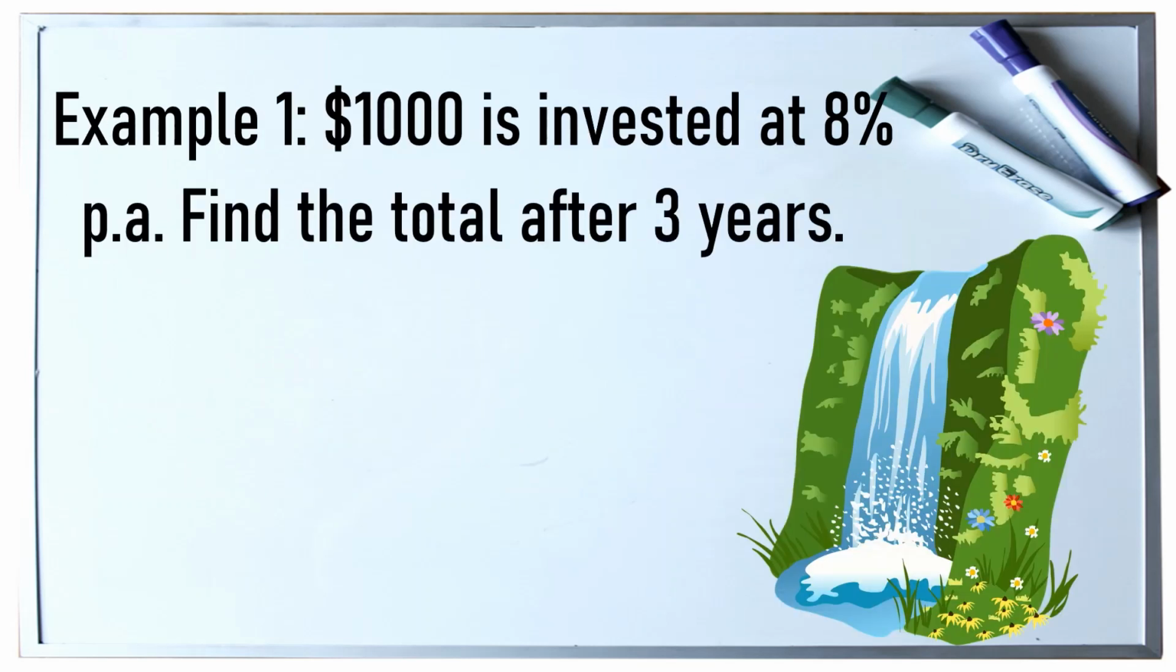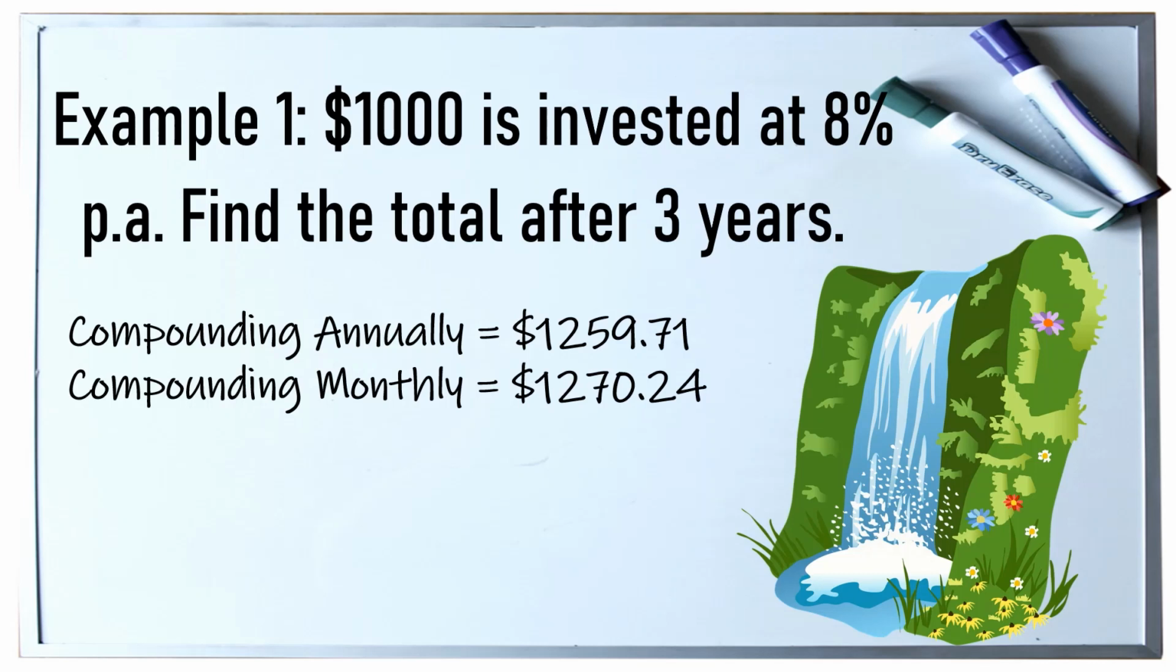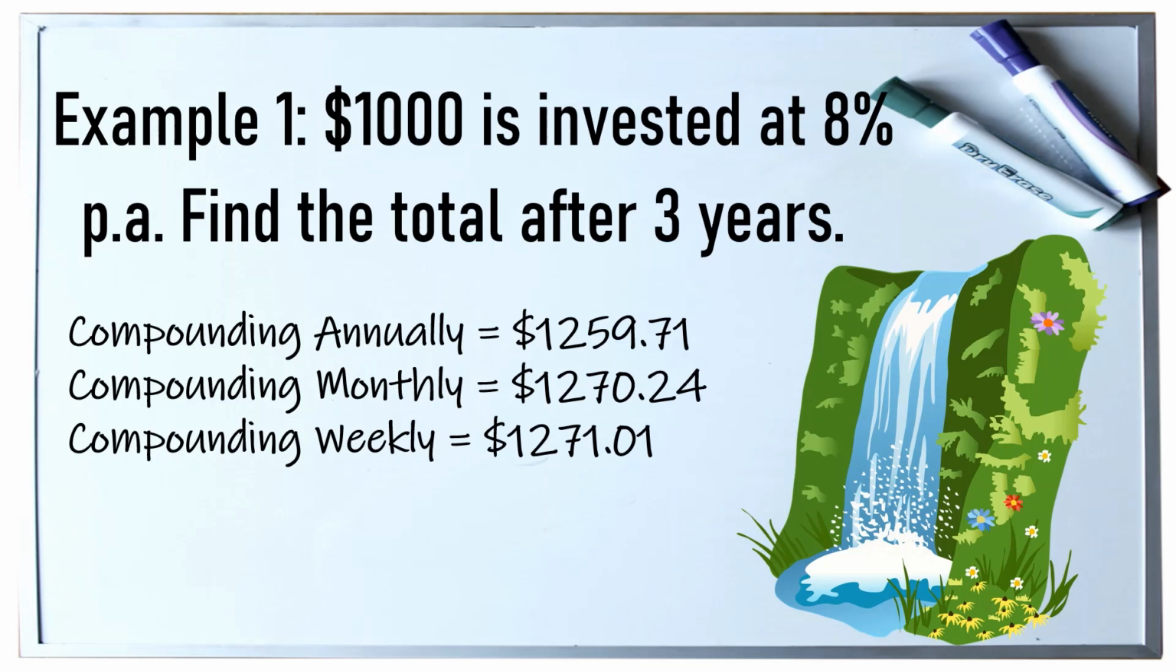$1,000 is invested at 8% per annum. We're going to find the total after 3 years. If we did it compounding annually, we'd get an answer of $1,259.71. If it was monthly, it'd be $1,270.24. If it was weekly, it'd be $1,271.01. So you can see that the more times we calculate the interest per year, the higher the interest is going to be. But there is a limit to this. It does converge on a certain value.